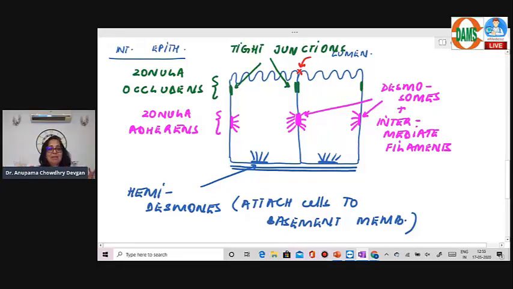On the basal side, you have hemidesmosomes which attach the cell to the basement membrane. Zonula occludens is formed by tight junctions, formed by proteins such as occludins, claudins, and JAMs. Zonula adherens is formed by desmosomes. Hemidesmosomes attach the cells to the basement membrane. Tight junctions are only responsible for zonula occludens.